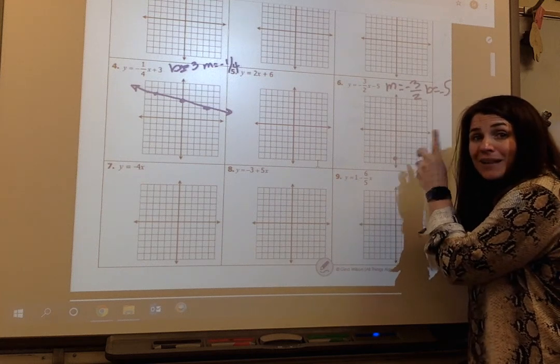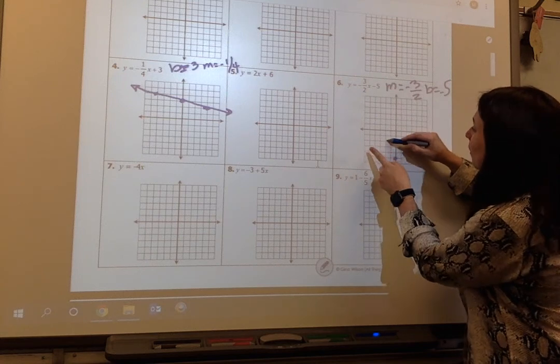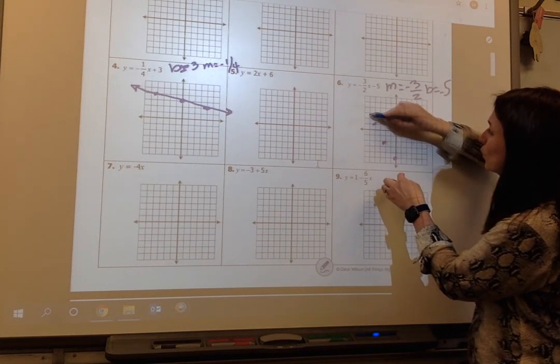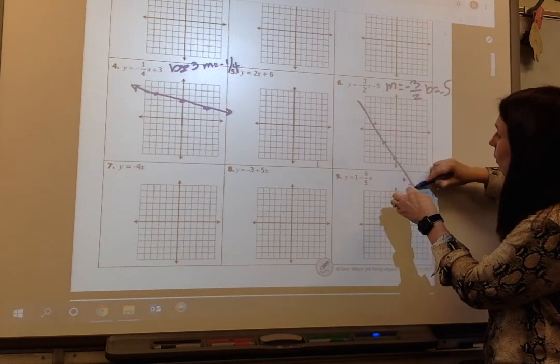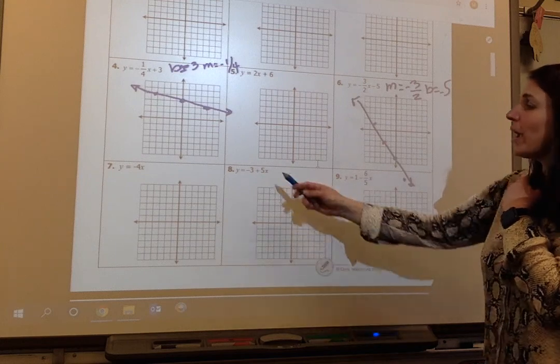So that tells my brain, okay, well now I'm going to go up 3, but I've got to remember to go this way. So I can reverse that process, up 3 over 2, and now go all the way through on both ends, okay? Look at number 8.